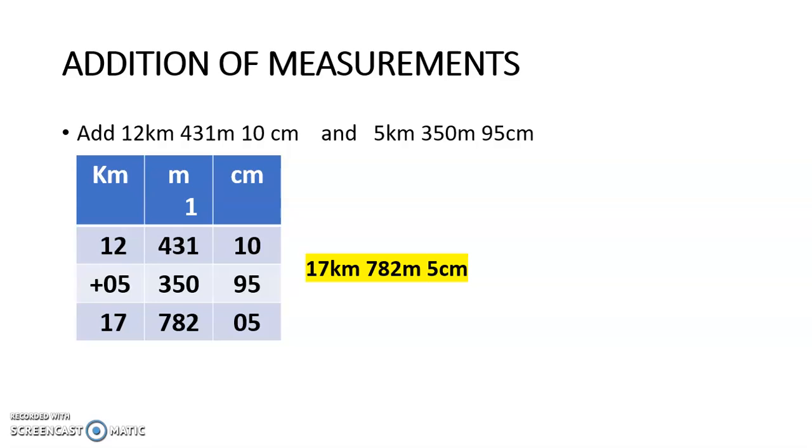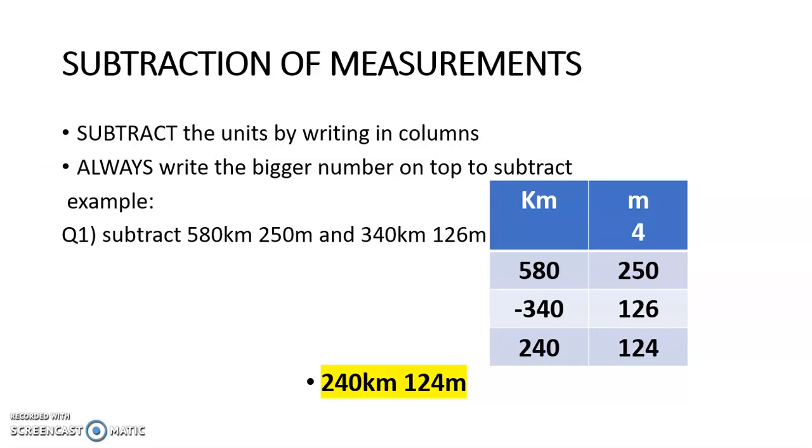Now let us move on to subtraction of measurements. Your question says subtract 340 kilometers, 126 meters from 580 kilometers, 250 meters. So there are two units, kilometer and meter. We will make two columns and we will note down the numbers very carefully in each column.